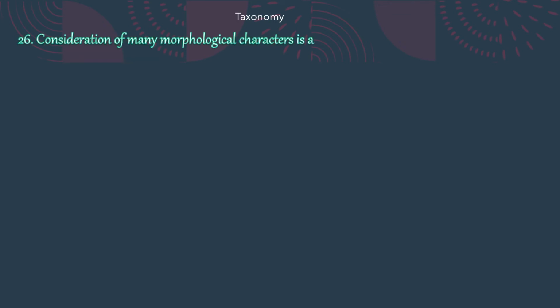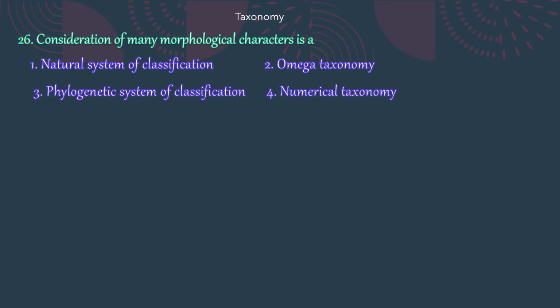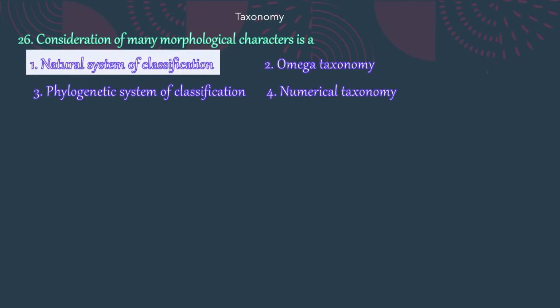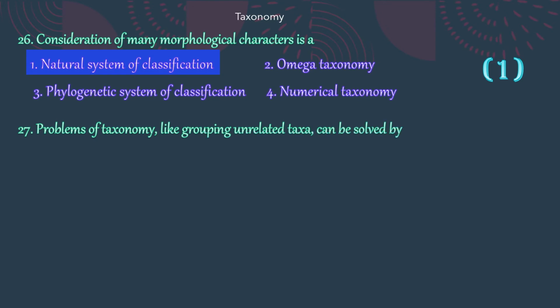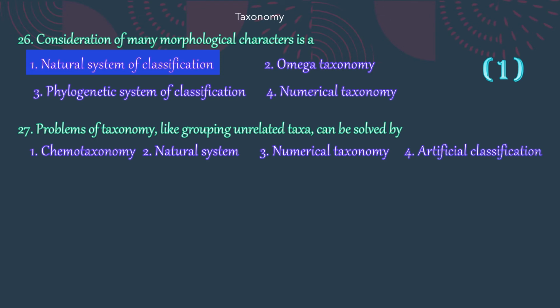Consideration of many morphological characters is: natural system of classification, omega taxonomy, phylogenetic system of classification, numerical taxonomy. The answer is 1, natural system of classification. Problems of taxonomy like grouping unrelated taxa can be solved by: chemotaxonomy, natural system, numerical taxonomy, artificial classification. The answer is 1, chemotaxonomy.